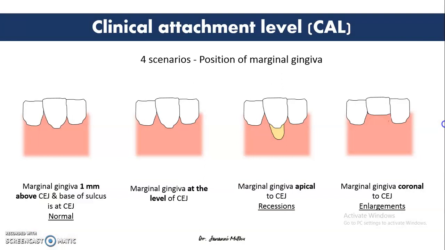It differs in 4 scenarios according to position of the marginal gingiva. The first, when the marginal gingiva is 1 mm above CEJ and the base of the sulcus is at the level of CEJ, which is normal. The next scenario, when the marginal gingiva is at the level of CEJ and the base of pocket is apical to CEJ. Thirdly, when the marginal gingiva is apical to CEJ as in case of recessions, and finally, when the marginal gingiva is coronal to CEJ as seen in enlargements.